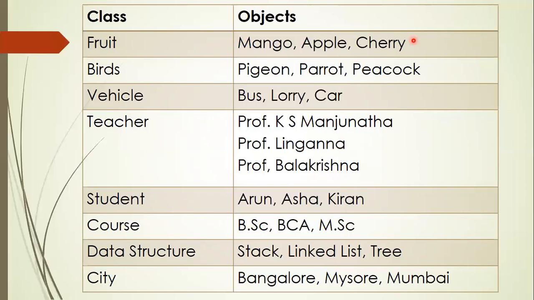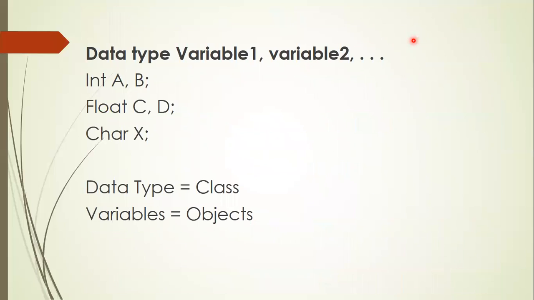So in order to create an object, first we have to identify to which class it belongs. So creation of the object includes defining the class first. Only after defining the class, you can create an object.